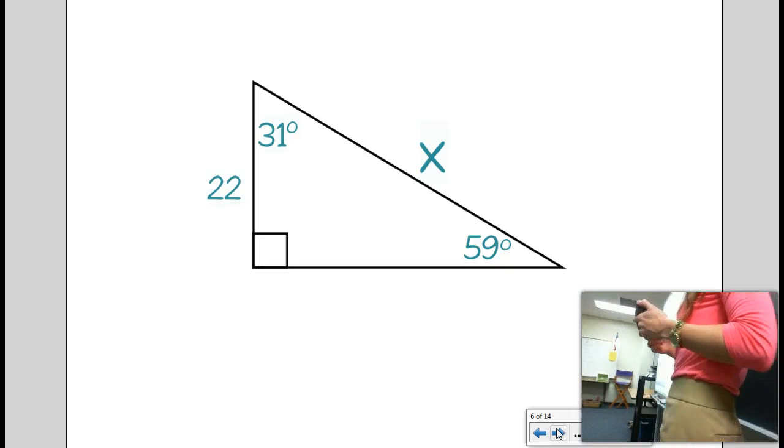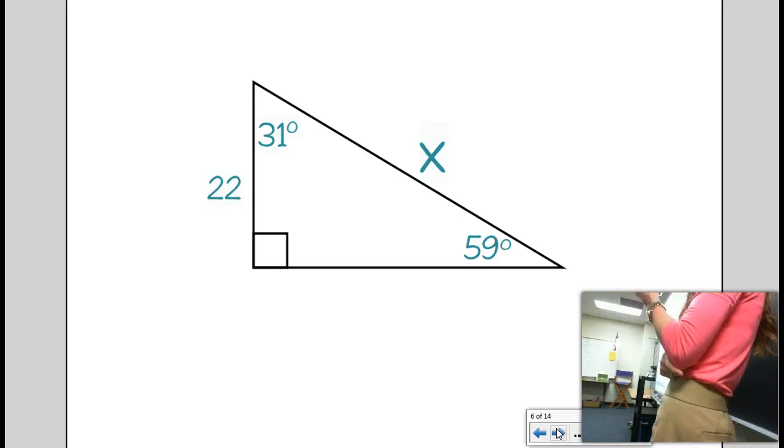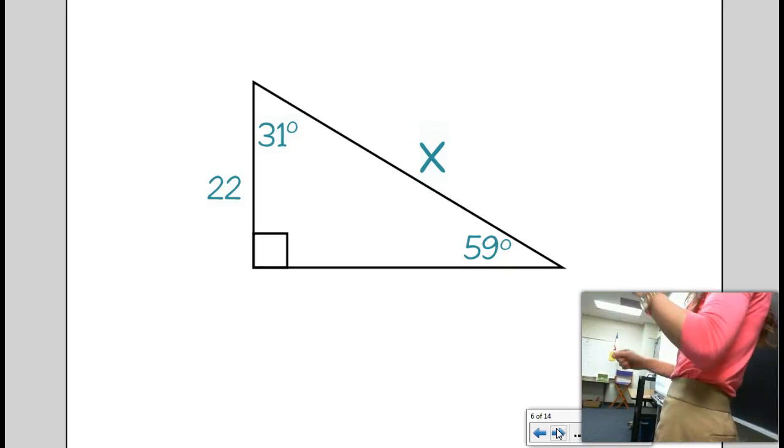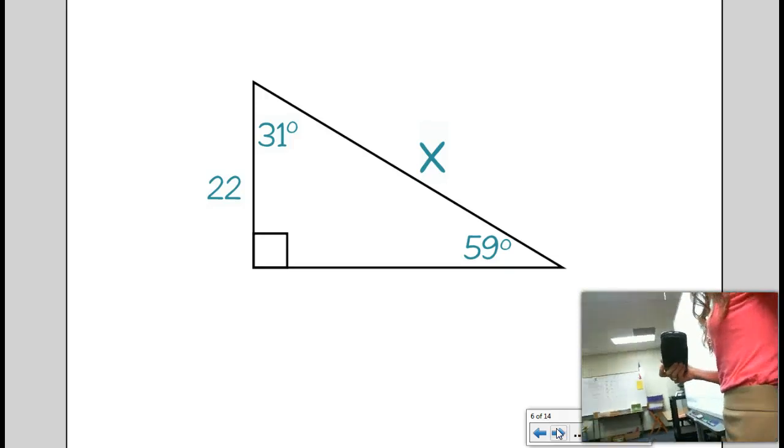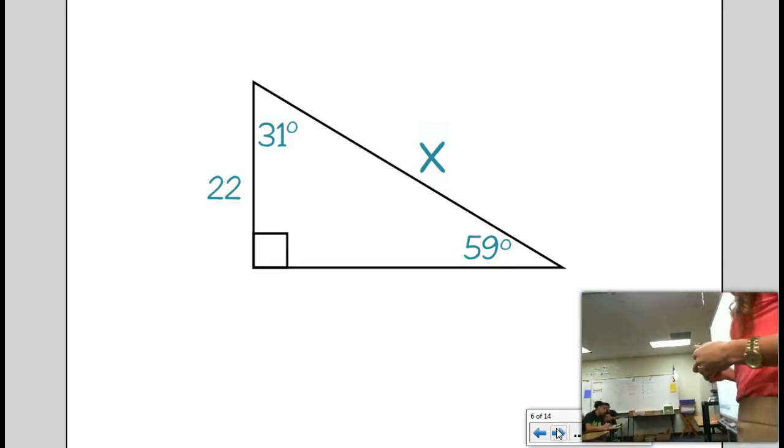Remember, don't freak out when I give you 2 angles. Choose whichever one you want and X out the other one. I'm ready when you are. Let's round to the nearest 10th, 1 decimal place.